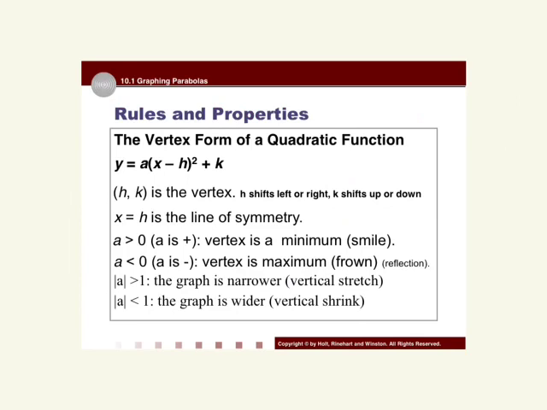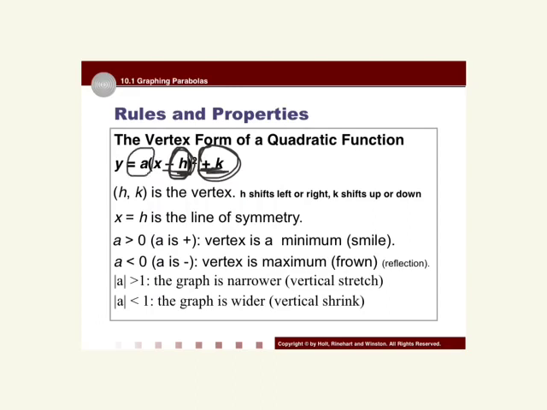Now, the form that we're going to be working with to graph parabolas and show how they're different from the parent graph is what we call vertex form. And this is one form of a quadratic function, which is y equals a times the quantity x minus h all to the second power plus k. And when it's written in this form, the (h, k) is the vertex. The h will tell us if it moves left or right, and the k tells us how far it moves up or down. The line x equals h is the line of symmetry.